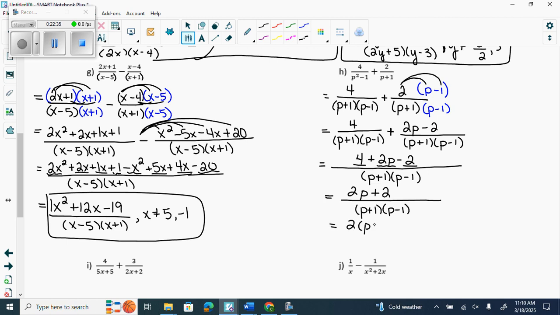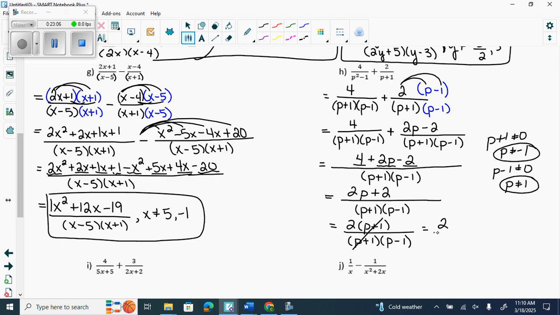Oh my goodness, things match. I can simplify, so I'm just going to go ahead and do that right away. Not right now. What do I have to do first? Restrictions. So you get excited that something's canceling. I see that. But you have to make sure that you do your restrictions first. P plus 1 can't equal 0, so p can't equal negative 1. P minus 1 can't equal 0, so p can't equal 1. Then they can cancel. And I'm left with 2 over p minus 1.